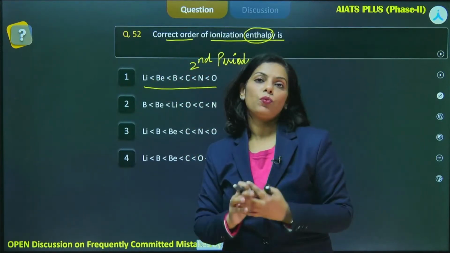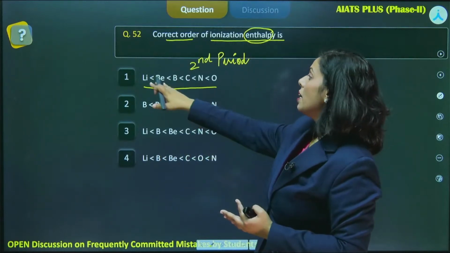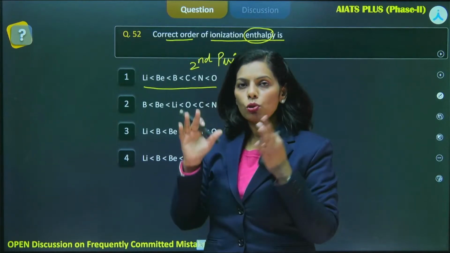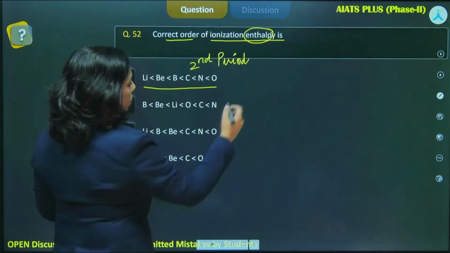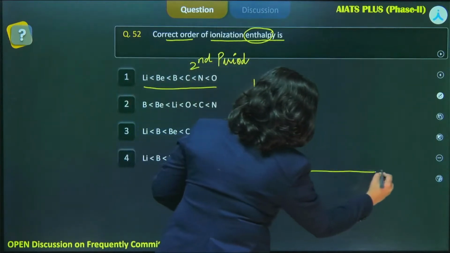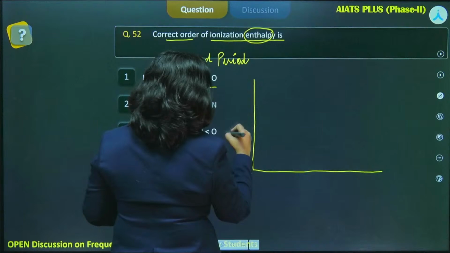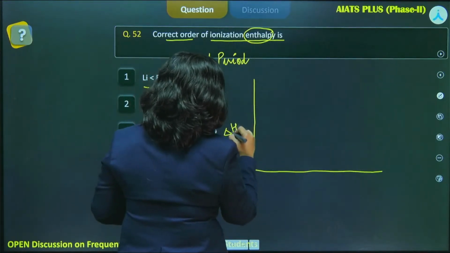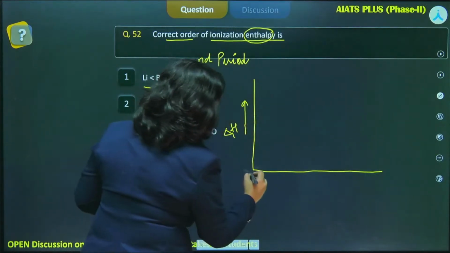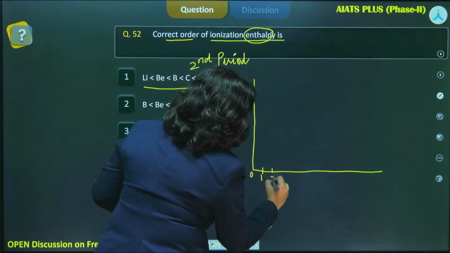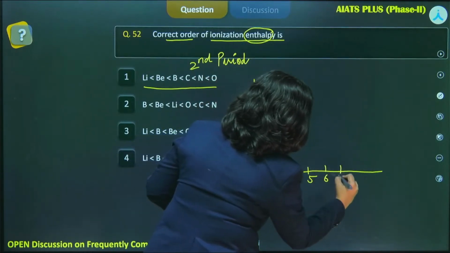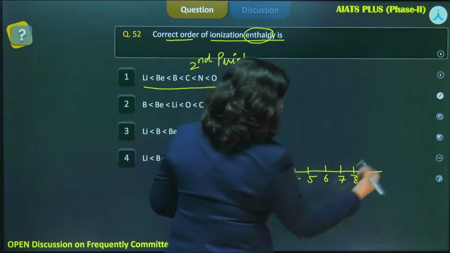But in this case, what happens? We have a certain anomaly in between. What type of anomaly is there? So basically, if I'm talking about these elements, I'm just trying to draw a graph so that you can recall. Here I'm taking the first ionization enthalpy in kilojoule per mole, and the elements from atomic number 1, 2, 3, 4, 5, 6, 7, 8, and say 9, 10.